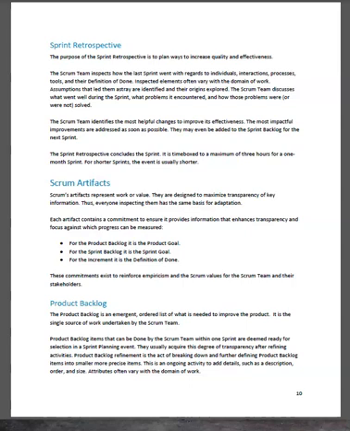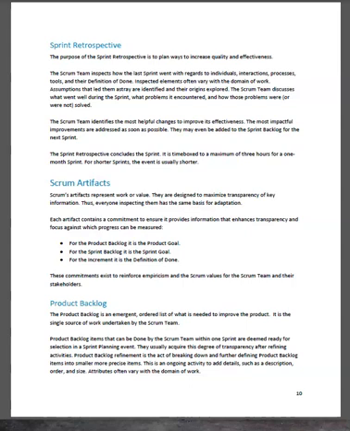Product backlog. The product backlog is an emergent, ordered list of what is needed to improve the product. It is the single source of work undertaken by the Scrum team. Product backlog items that can be done by the Scrum team within one sprint are deemed ready for selection in a sprint planning event.